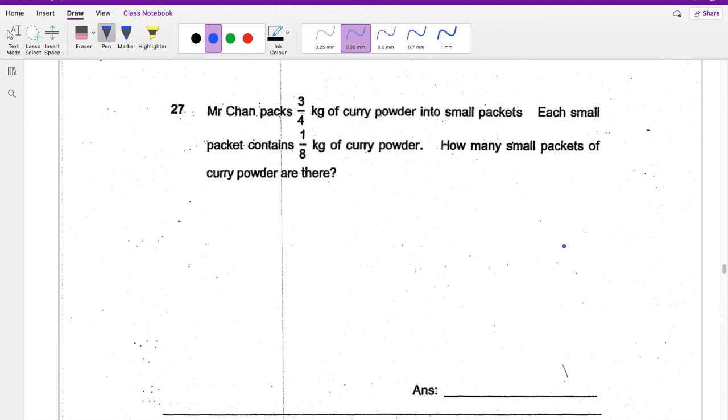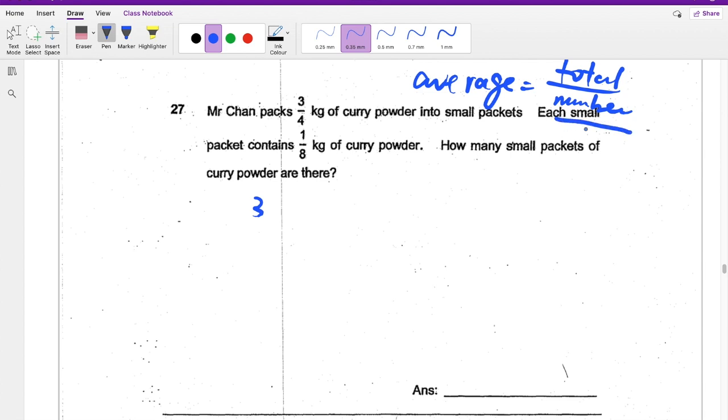27. Miss Chen packed 3/4 kg of curry powder into small packets. Each small packet contains 1/8 kg of curry powder. How many small packets of curry powder are there? Well, this one, let's see. Remember, we used to solve the average. Average equals total divided by number. Here we want to calculate how many packets, which is the number. Well, this number is equal to the total divided by the average. So total is 3/4 divided by 1/8. If we reverse, it becomes times 8. We cross it, 2 equals 6.